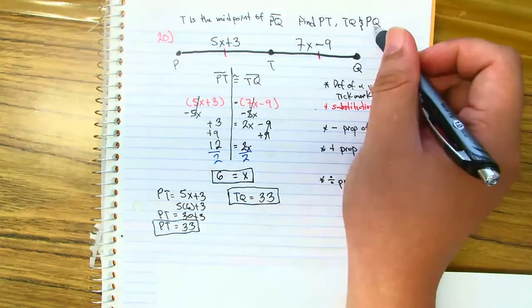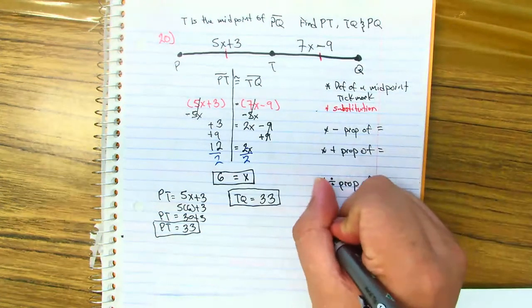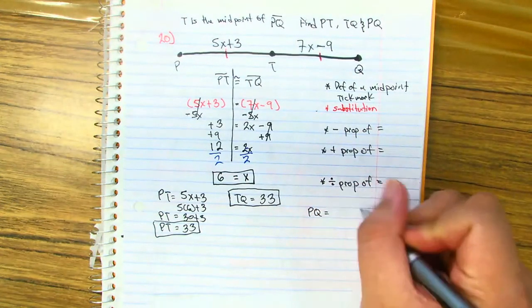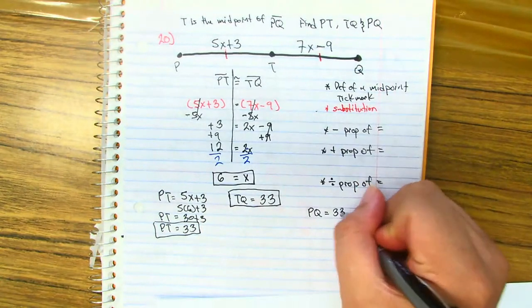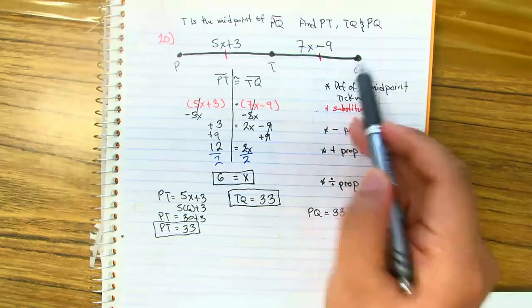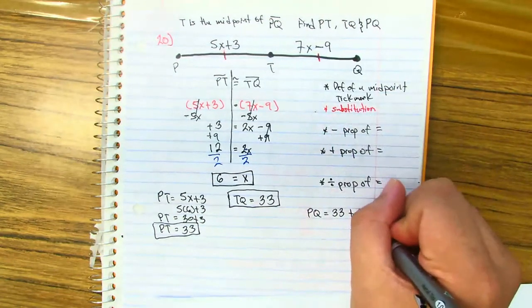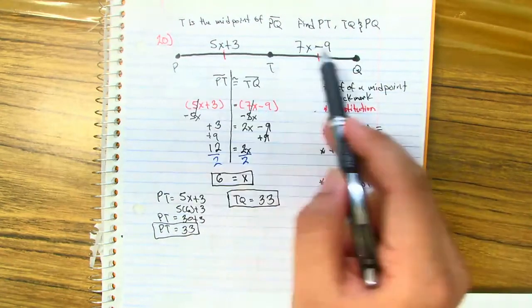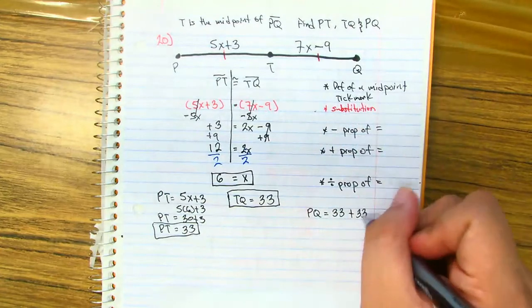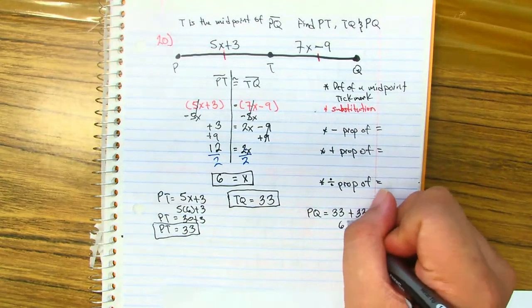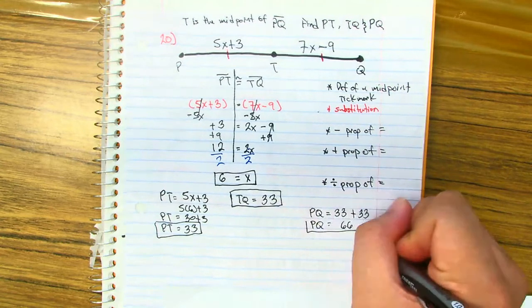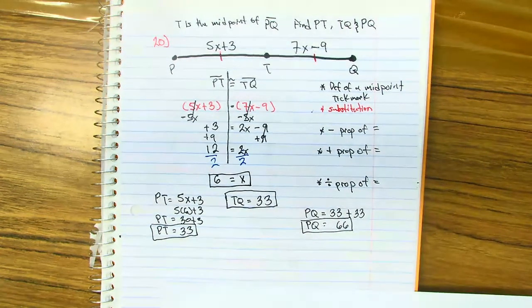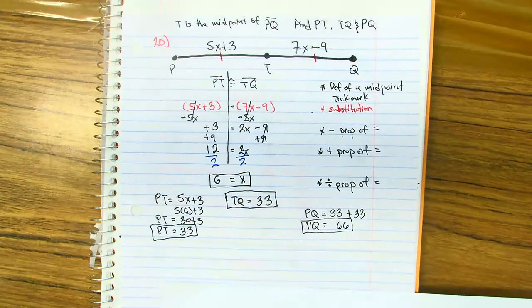So what is the value of PQ? You would add PT, which equals 33, plus PQ, which is also 33, and it will give you the whole segment, which is 33 plus 33 equals 66. PQ equals 66. Okay? You guys have any questions about that one?